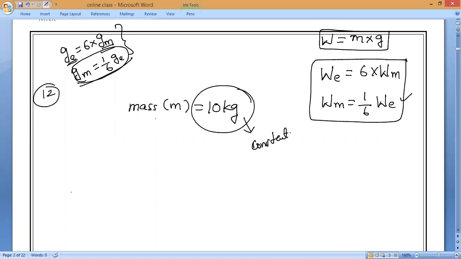Now they are asking what is the weight on earth and what is the weight on moon. We can solve weight on moon in two ways. First of all, tell me what is the weight formula? Weight is equal to mass into acceleration due to gravity.